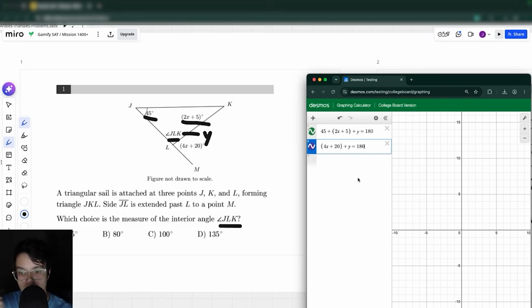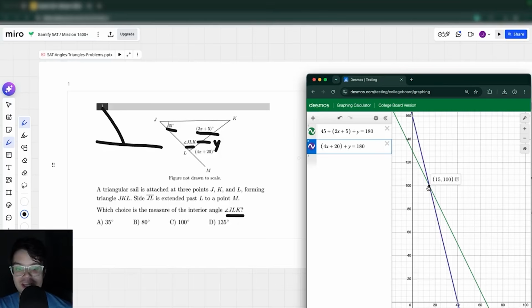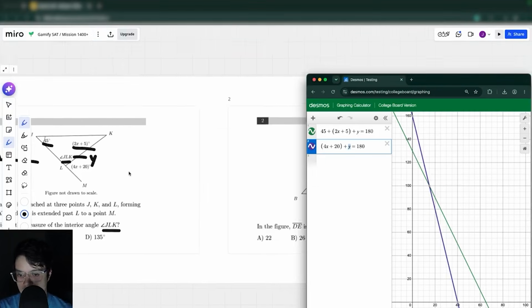This is the other rule with the straight line and then the angle coming off of it. Unbelievable stuff, we have here that the thing must be 100 degrees, which yes is the right answer. We know that it's 100 and not 15 because we're looking for y here, which is what JLK is. See if you can solve this one.